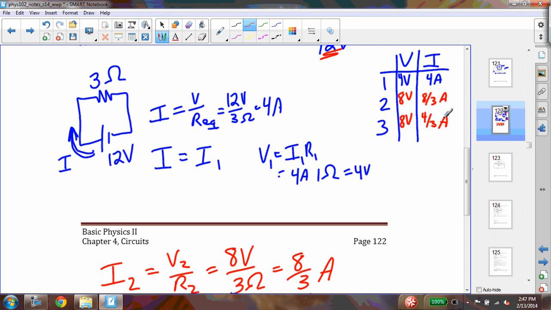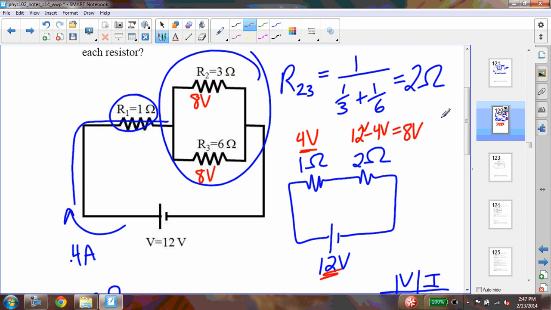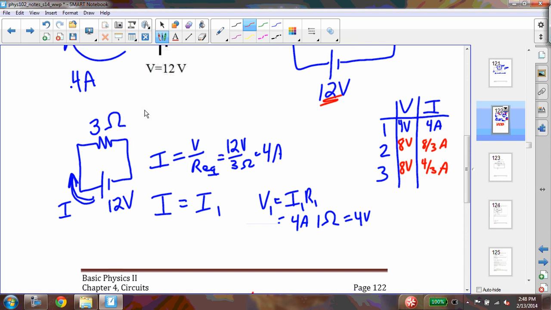Now I can do a quick little check because I know that the current coming into these branches, I2 and I3, has to equal the current that comes into here. That is to say that I1 has to equal I2 plus I3. So let's just take the sum of these. That's 8/3 plus 4/3 equals 12/3 equals 4 amps. Whew. That checks. That's the same as the incoming current, which it should be by Ohm's law.